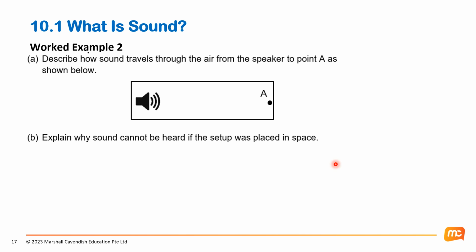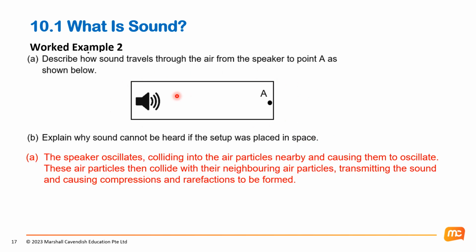So in the second worked example, we want to describe how sound travels through air from the speaker here to point A, and then in part B, explain why it cannot be heard if this setup was placed in space. For part A, we know that sound has to be generated by a vibrating object, in this case a speaker, so it either oscillates or vibrates, both are acceptable terms, and it collides with the air particles nearby. This would cause the air particles nearby to oscillate, which will then collide with their neighboring air particles and transmit the sound by causing compressions and rarefactions to be formed.